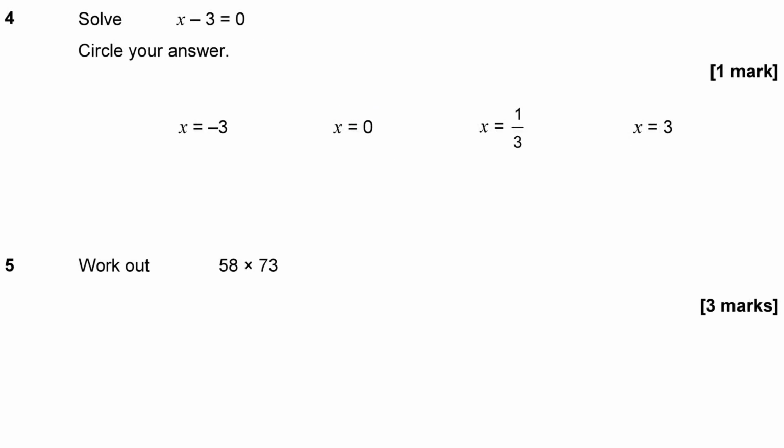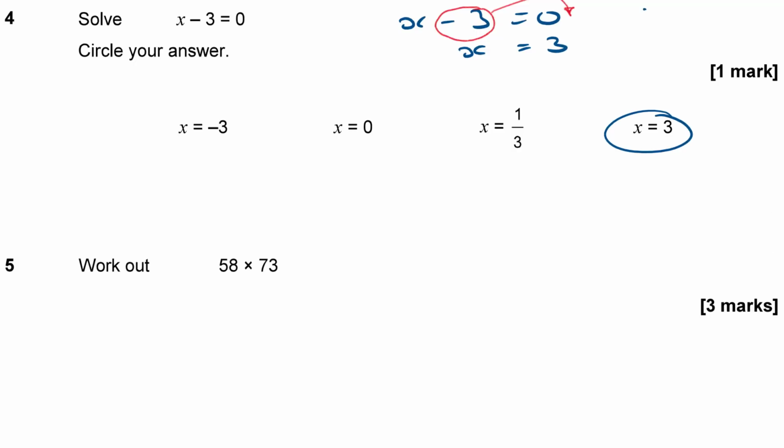Question 4. Solve x minus 3 is equal to 0. Circle your answer. So if x minus 3 is equal to 0, we can take this negative 3 and we can change sides, and move it over the equal sign like that. So that would give us x equals 3, which is that one there.